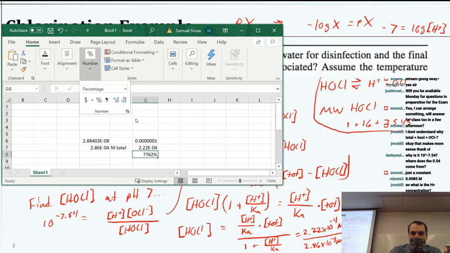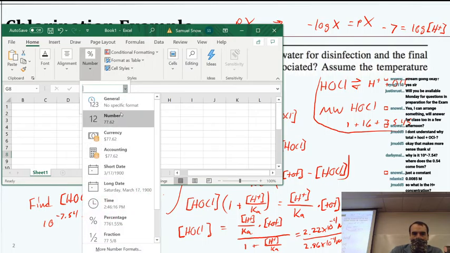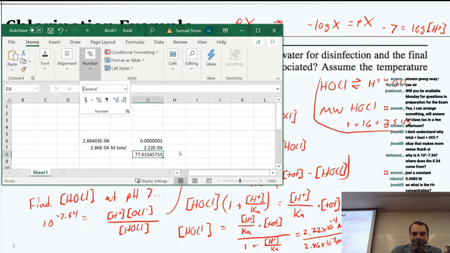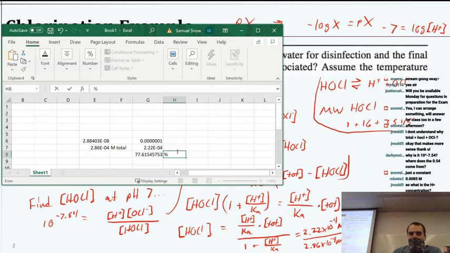What did I do wrong? Oh, Excel is kind of silly. I'm just going to leave that as a number then. Okay, and we'll call that percent. So that's 77.6%.